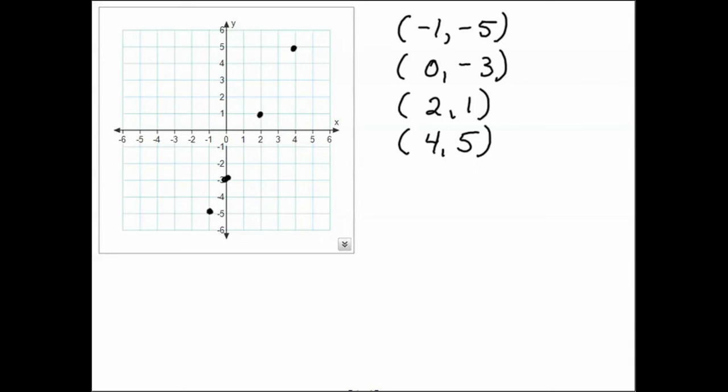Taking something straight, you're going to draw the best line you can through those ordered pairs. And since this line goes on forever, you're going to put an arrow at each end of the line.